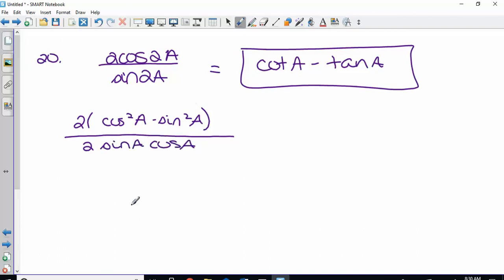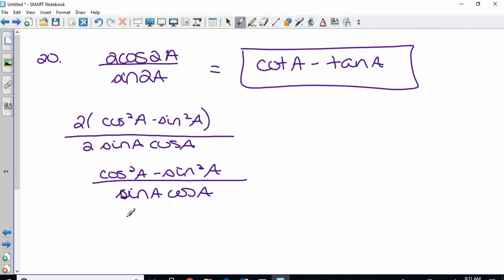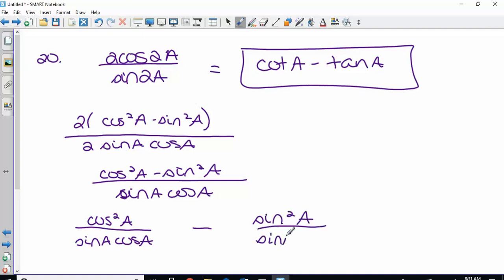Sine 2a, we only have one formula: 2 sine A cosine A. What happens now? The 2's cancel. So you drop off those 2's. Now, if you look at our goal, we want 2 separate things. So that means I want to separate this fraction. If they're adding and subtracting, when you pull them apart, each piece is just over the denominator.